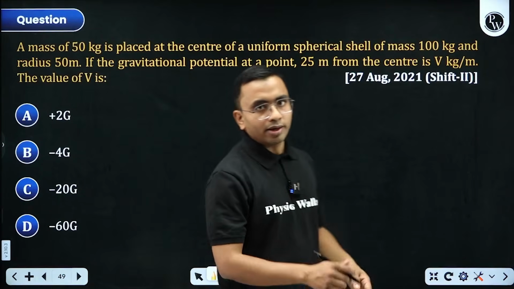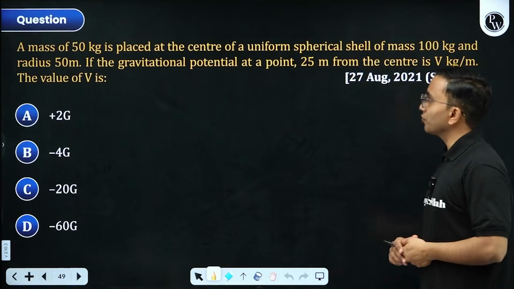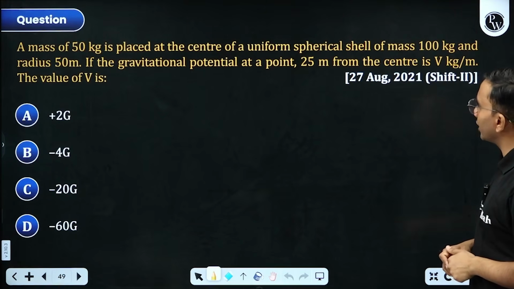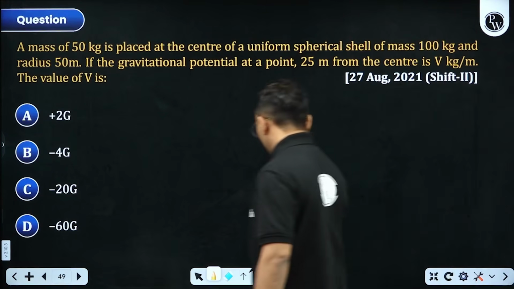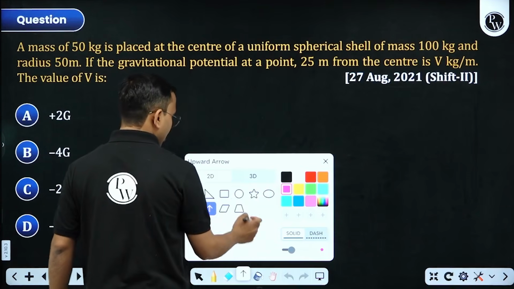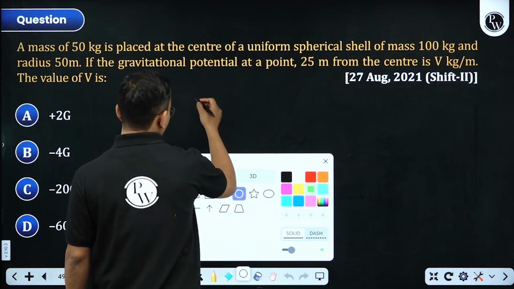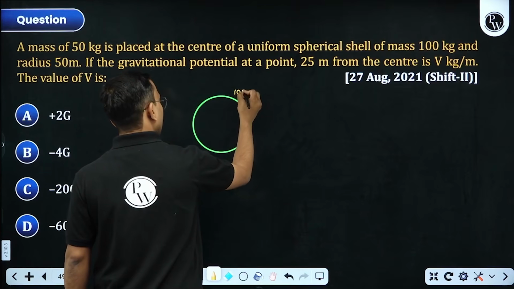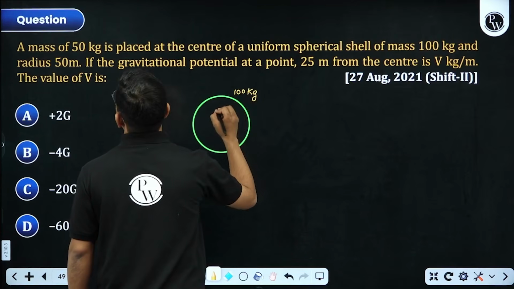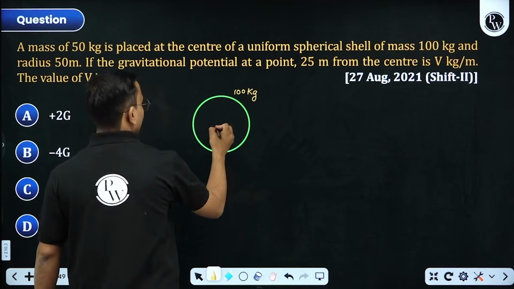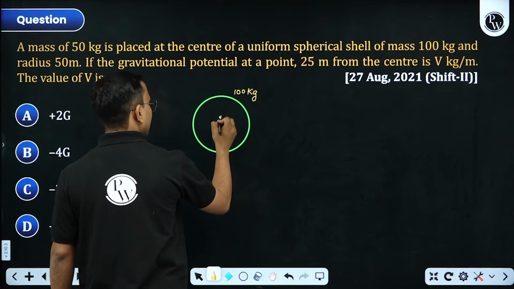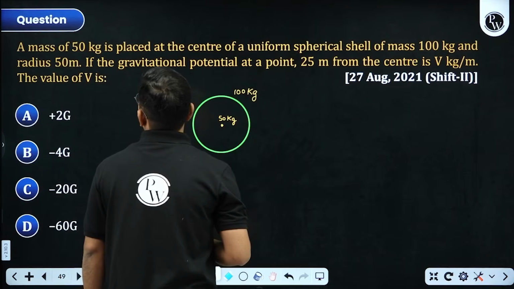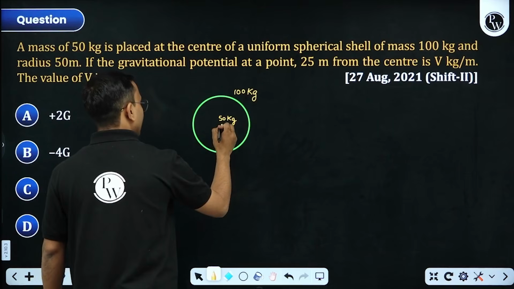Okay, another question. A mass of 50 kg is placed at the center of a uniform spherical shell of mass 100 kg. So we are having a spherical shell, and the mass of this is 100 kg. A mass of 50 kg is placed at the center. So at the center we are having a 50 kg mass. The radius is 50 meter.